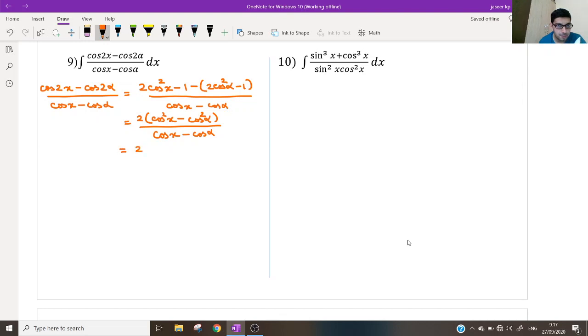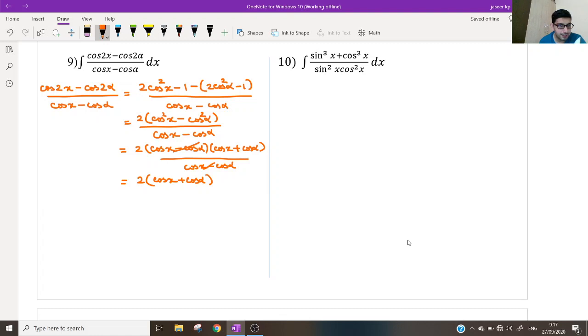Now the numerator, let us factorize using the a square minus b square form: 2 times cos x minus cos alpha times cos x plus cos alpha, divided by cos x minus cos alpha. So this will get cancelled, and that means it will become 2 times cos x plus cos alpha.